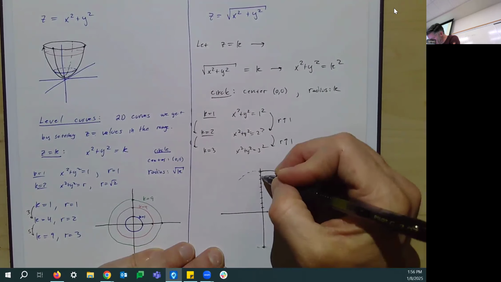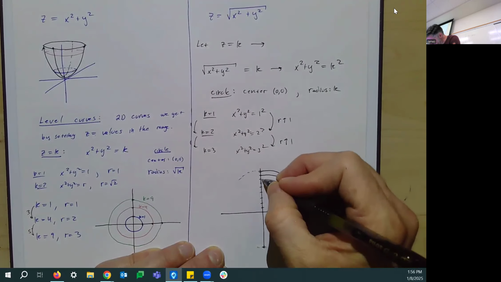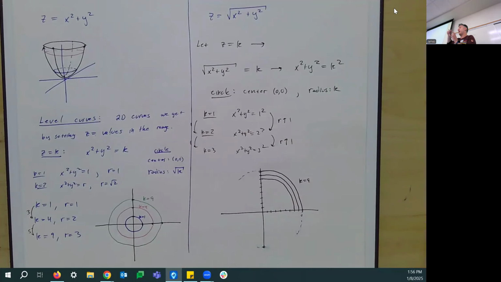And then my k equals 8 is just one smaller. There's my k equals 8. There's my k equals 7. So all my level curves are equally spaced out depending on the k value. Scratch that last comment. It's not really, they're equally spaced out. Full stop.